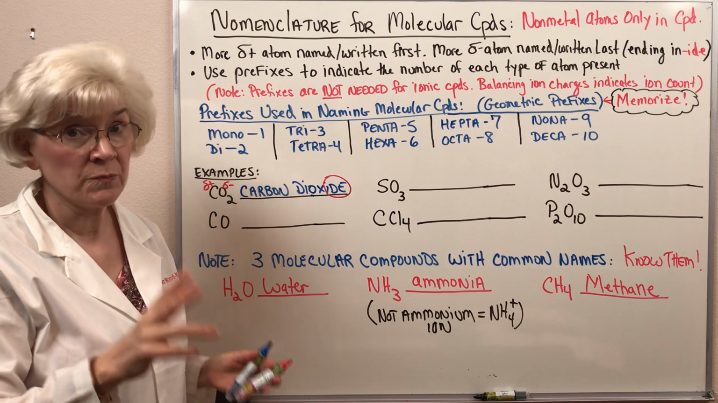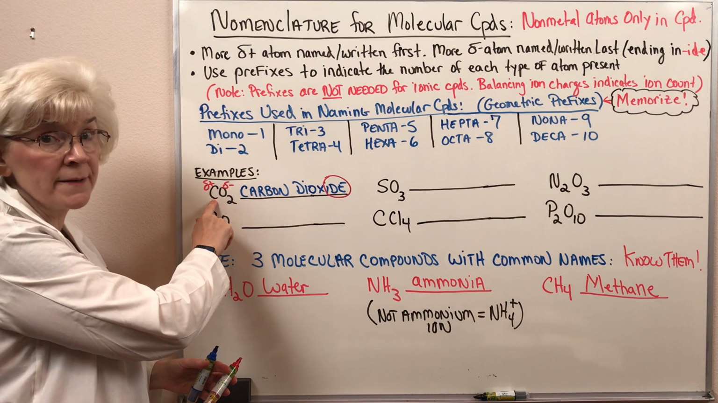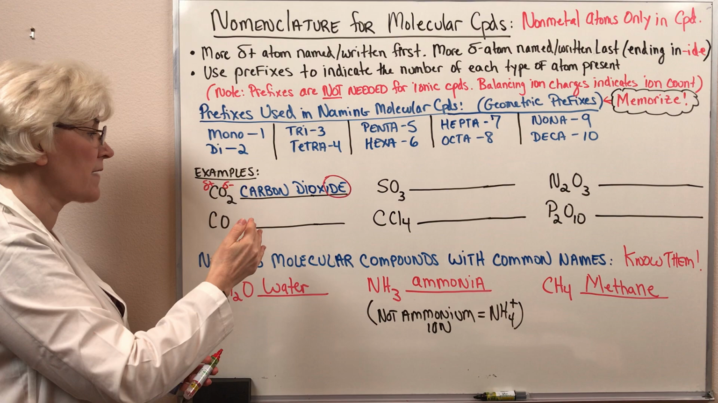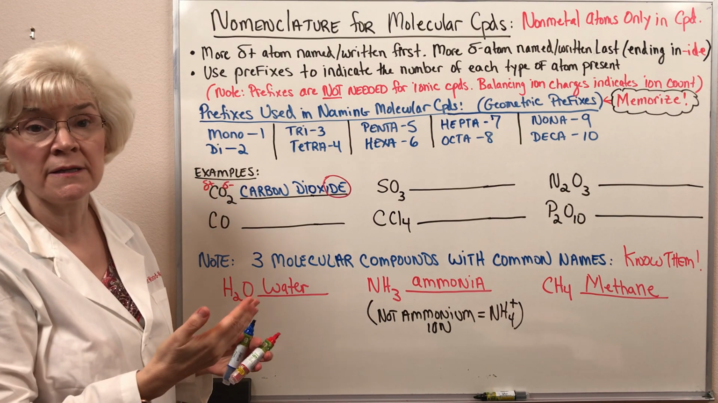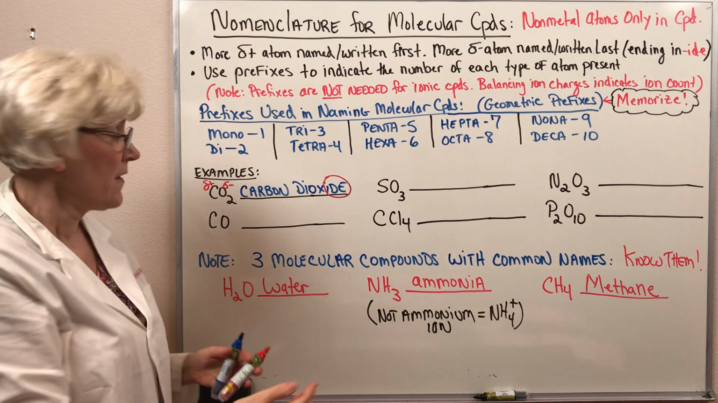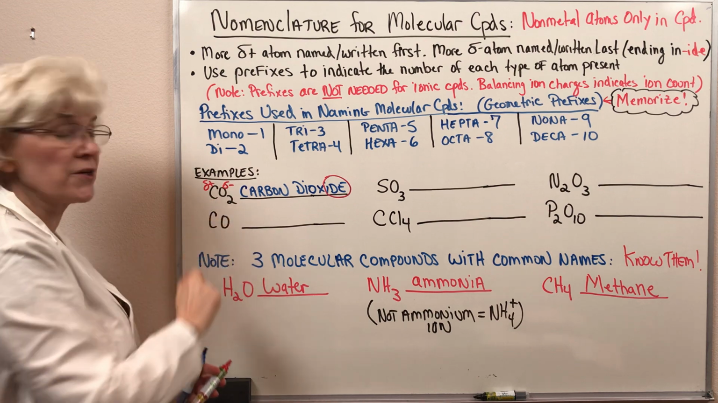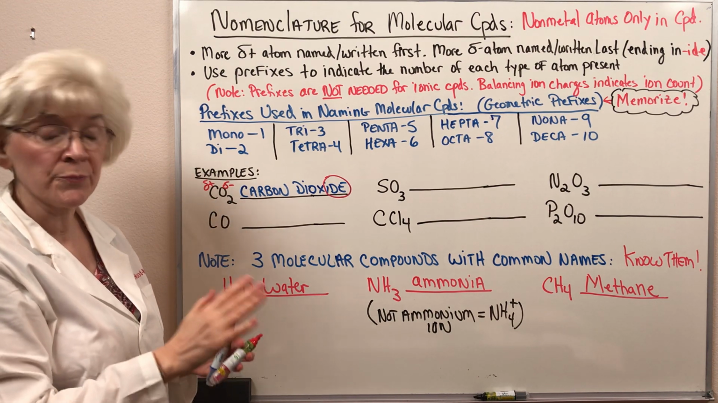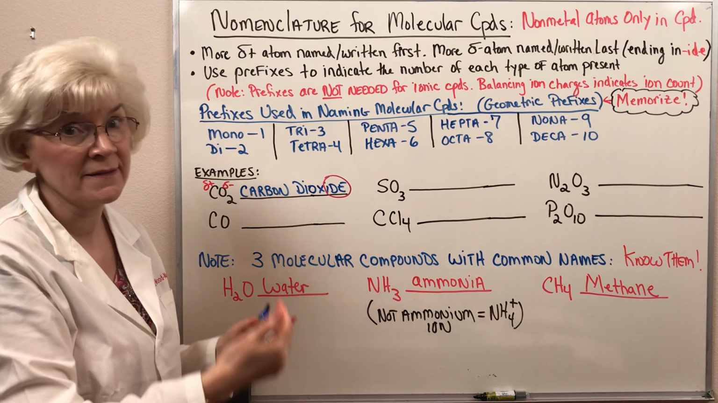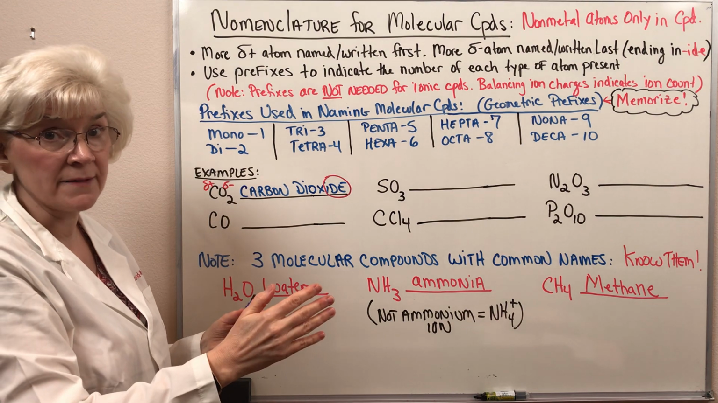One other thing to point out, by convention, if there is only one of the first type of atom present, the more partially positive atom, then you don't need to put the prefix mono in front of it. It's understood. So when you say carbon dioxide, it's understood that there is only one carbon atom present without you having to indicate monocarbon dioxide. You just call it carbon dioxide.